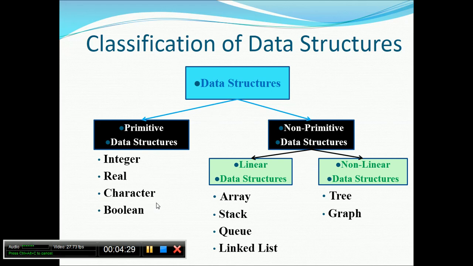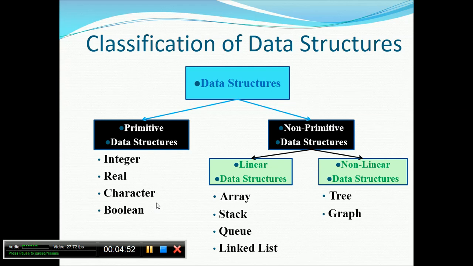Wherever the data structures are non-linear, they are not stored in a contiguous memory location, and they can also be accessed in a random fashion. Now come to the linear data structures that we have studied in the syllabus: array, linked list, stack and queue. The non-linear data structures that we have to study are tree and graph.